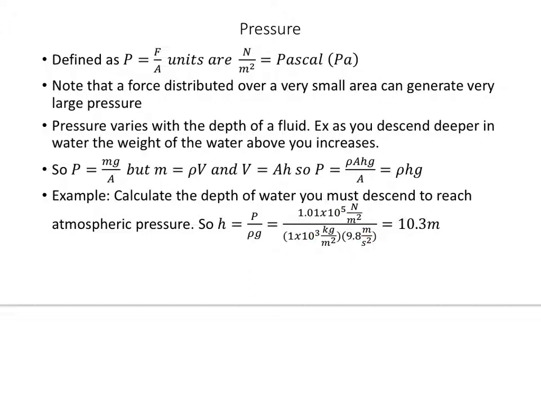So you work through the units here, you get 10.3 meters. So if you descend in water 10.3 meters, you actually have 2 atmospheres of pressure on you. Atmospheric pressure, which is always there, plus the additional pressure exerted by this 10.3 meters of water.